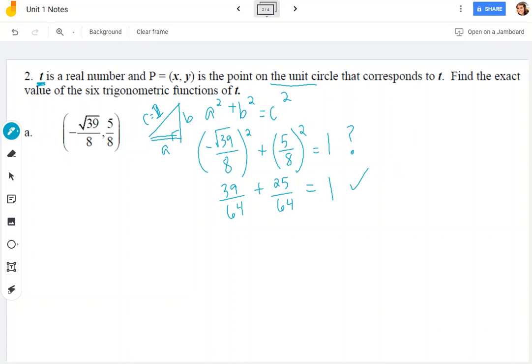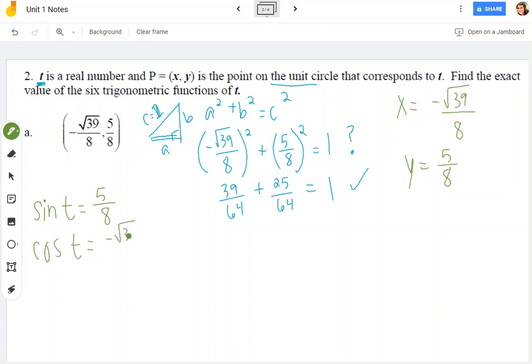So now that we've confirmed it's a unit circle, we can use our x and y to solve for the trig functions. So I'm going to switch colors here and make a note that my x value is negative square root of 39 over 8, and my y value is 5 over 8. So now it's just a matter of using those and simplifying. So sine of t is just y, so it's just 5/8. Cosine of angle t is just x.